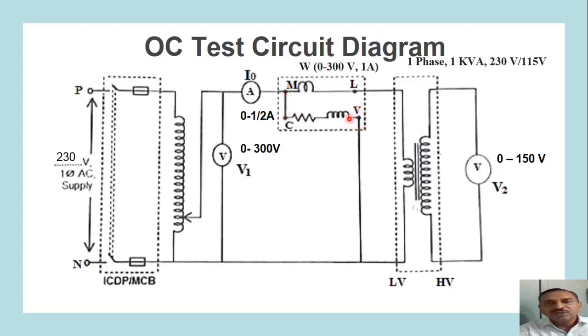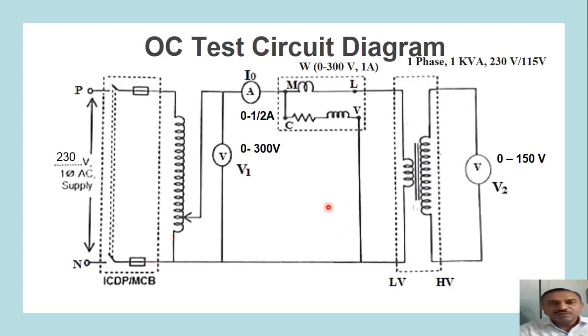The remaining terminal marked as the V, which may be for this case 300 volt mark, so that voltmeter terminal or V terminal we have to connect to the remaining terminal of LV winding, and that terminal will further go to voltmeter terminal, then the auto transformer another terminal. In this way we complete the circuit.